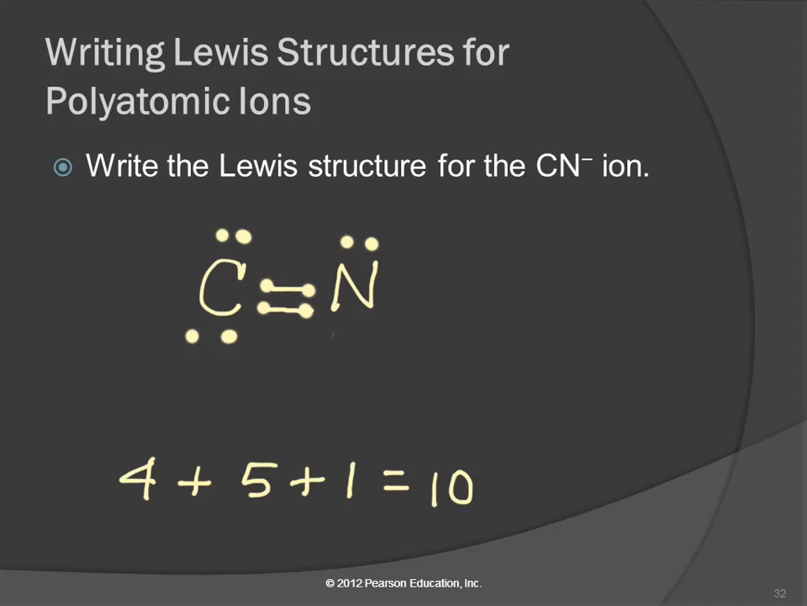Does everybody have an octet now? No. Carbon does, but nitrogen doesn't. So we need to share some more. Carbon's the guy who's satisfied, nitrogen is not, so carbon's the one who needs to share a little bit more. So we're going to take a pair of electrons from carbon, and he's going to share them with nitrogen. There we go.